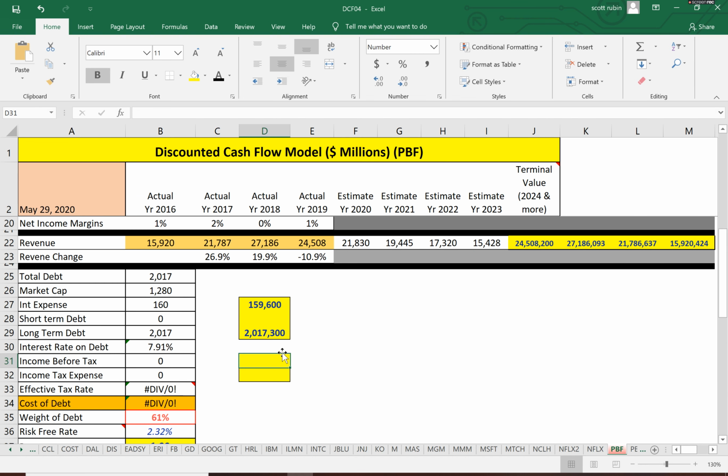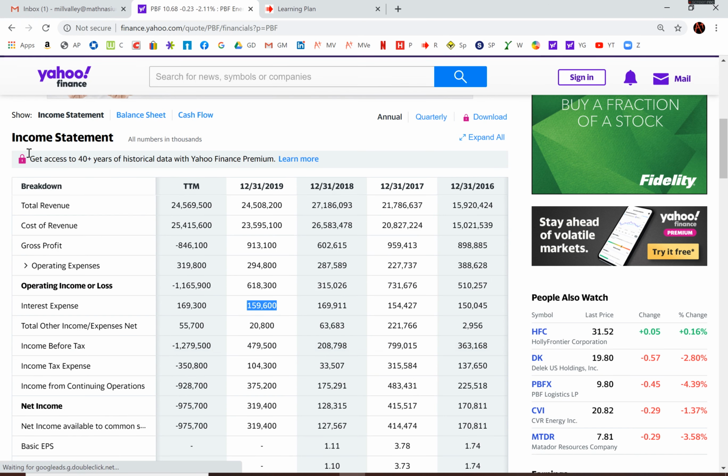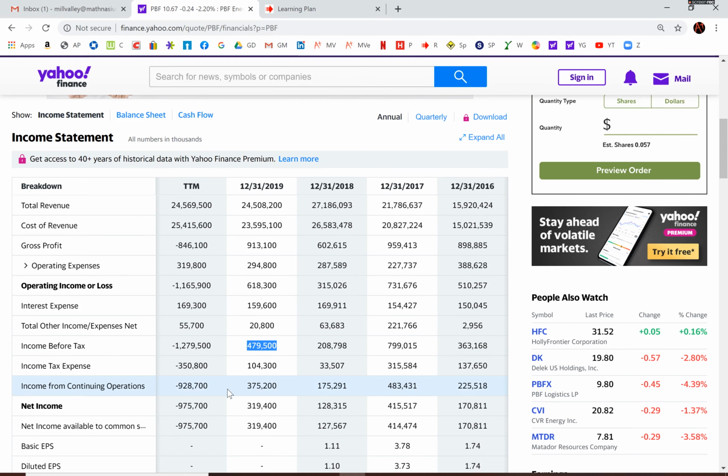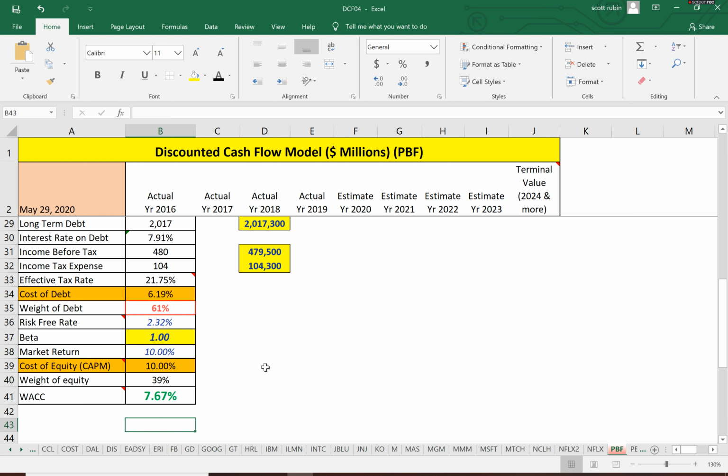And interest payments are tax deductible, so we need to find out the effective tax rate. So let's see the income before tax and the income tax. So they pay 21% in taxes. So the cost of debt is actually 6.19%. And you can see the weight in debt is 61%. And the weight in equity is obviously 100% minus that, which is 39%.